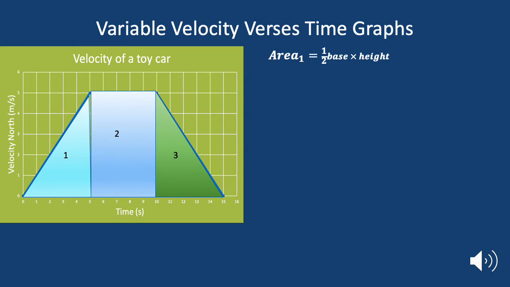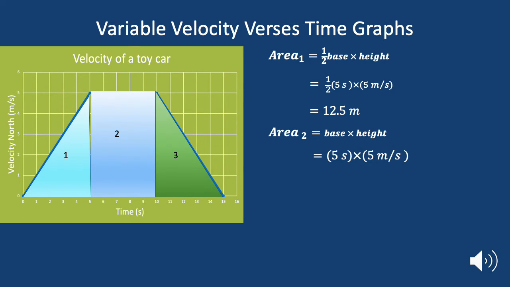Of course, shape number 1 is a triangle, and the area of a triangle is a half base times the perpendicular height, which we go through and we say, right, well, what's the base? It's 5 seconds. What's the perpendicular height? It's 5 meters per second. We end up with 12.5 meters. The seconds cancel out. Area 2 is a rectangle, so we've got base times height, 5 seconds times 5 meters per second, and that's 25 meters.